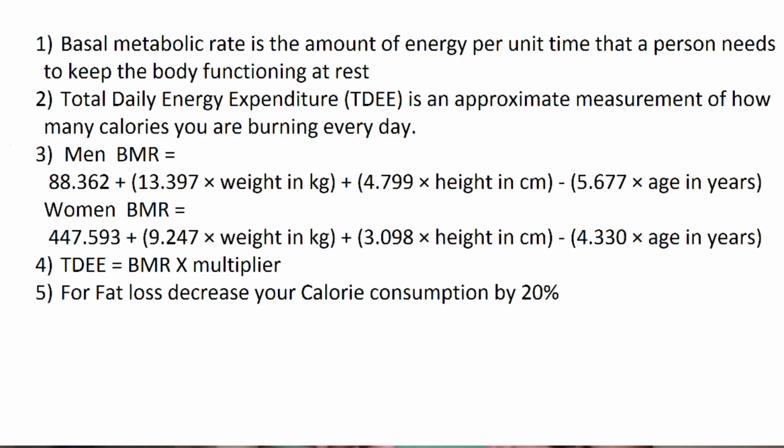So that's all there is to it, guys. Before I end this video, I would like to summarize the following. The basal metabolic rate is the amount of energy per unit time that the person needs to keep the body functioning at rest. Next, the TDEE, or total daily energy expenditure, is an approximate measurement of how many calories you are burning every day, depending on your work classification or habit.